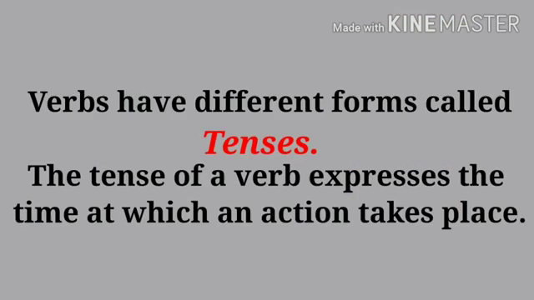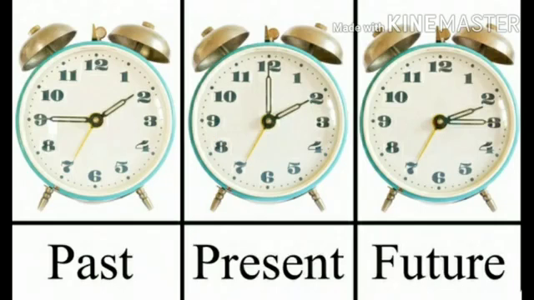Students, verbs have different forms called tenses. The tense of a verb expresses the time at which an action takes place. In other words, we can say the tense of a verb shows the time of an action or event. As we have learned in our previous class, there are three times: past, present, and future.